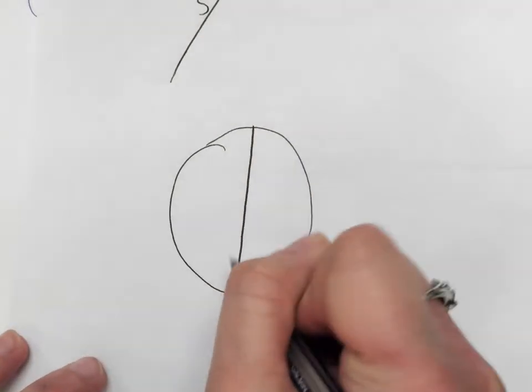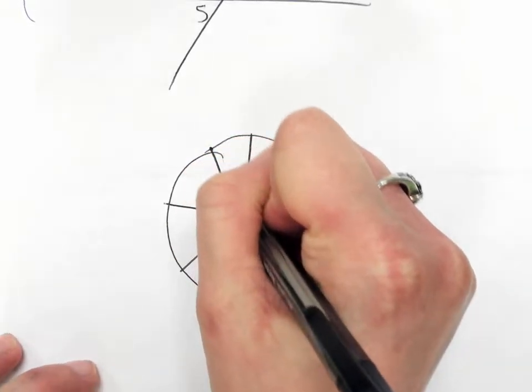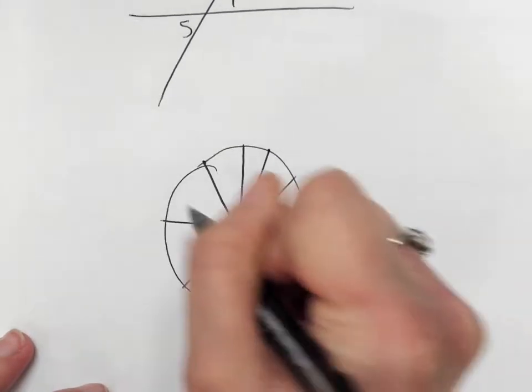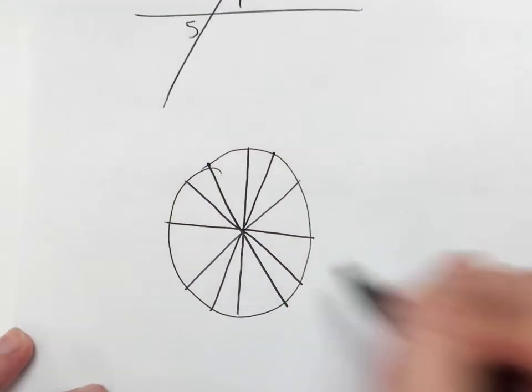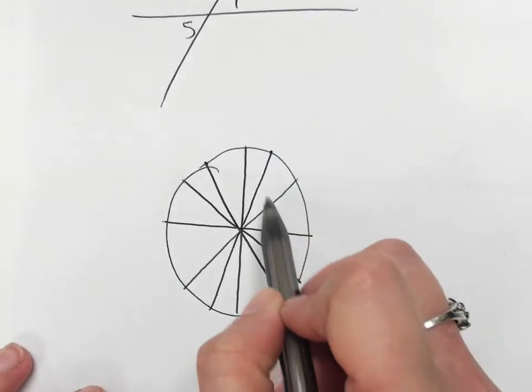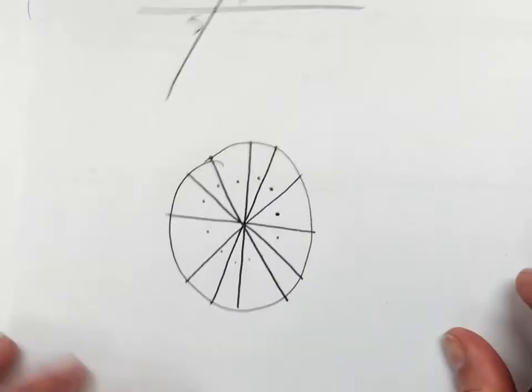6. So 1, 2, 3, 4, 5, 6. It's going to be small pieces. Y'all okay with that so far? That's 12 pieces. 1, 2, 3, 4, 5, 6, 7, 8, 9, 10, 11, 12. Very good. There's 12 pieces.